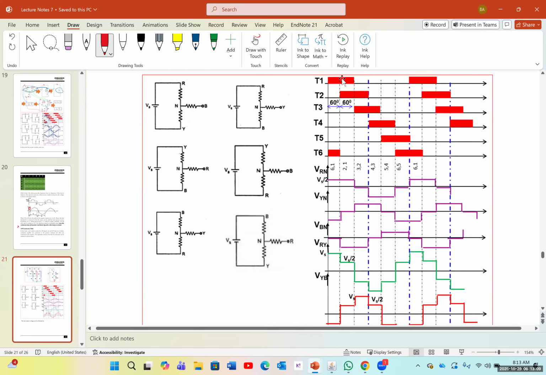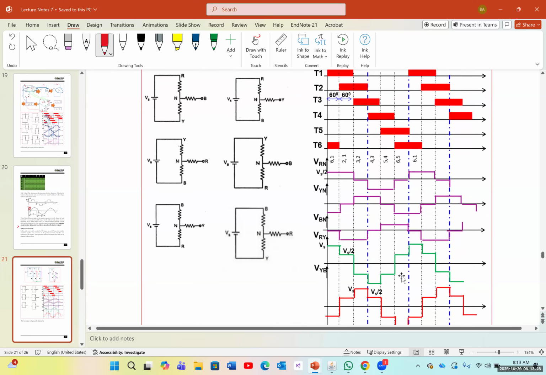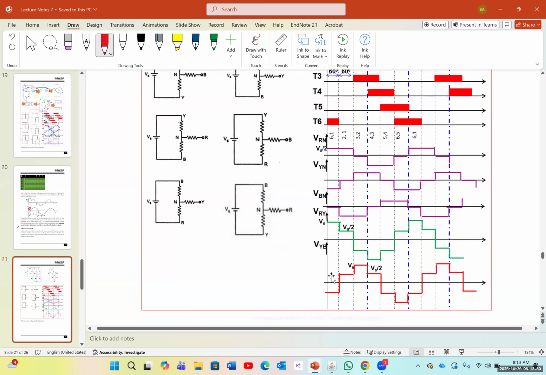So if you add, for example, T1 voltage, we're going to have Vs over 2 at Vrn, then at Vyn we're going to have negative, and so on and so forth. So by adding these, again, we're going to have this voltage at Vry and Vyb.